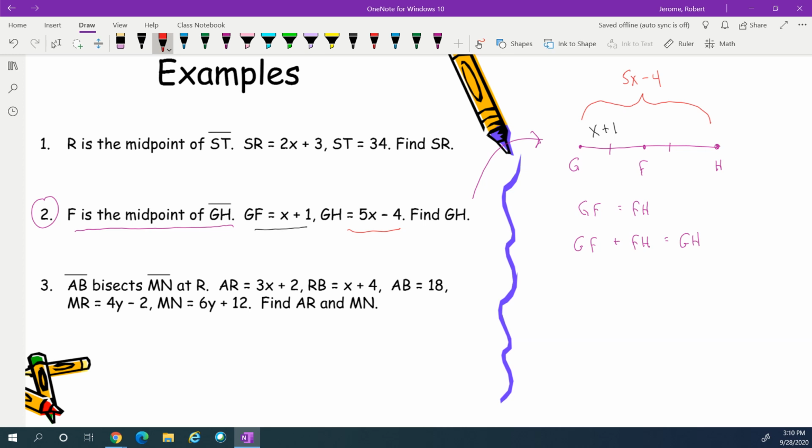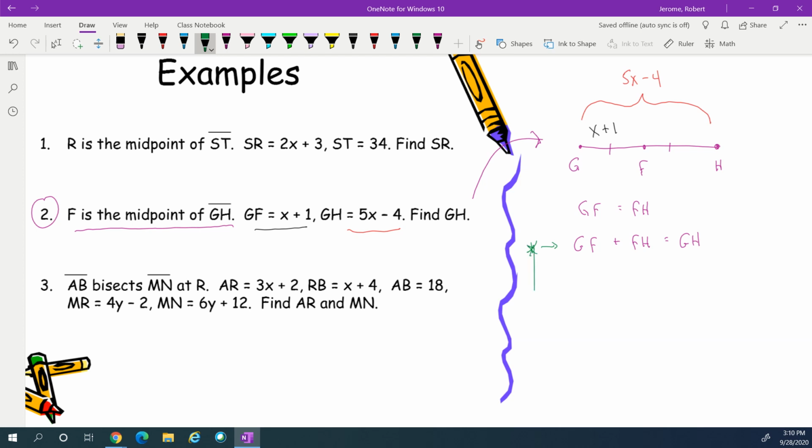Well, I have to figure out how to connect them. Are they equal to each other? Definitely not. GF is one piece of it, and GH is the whole thing. So I'm always going to ask myself, are they equal? And if not, how can I get from the small one to the big one? So they are absolutely not equal, which means this is the formula we're going to use.